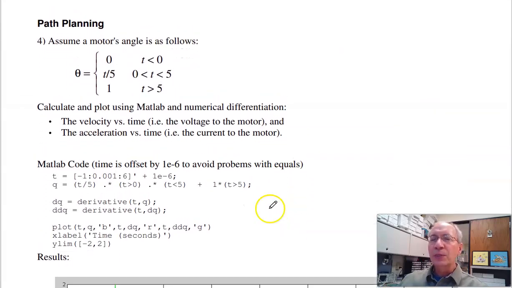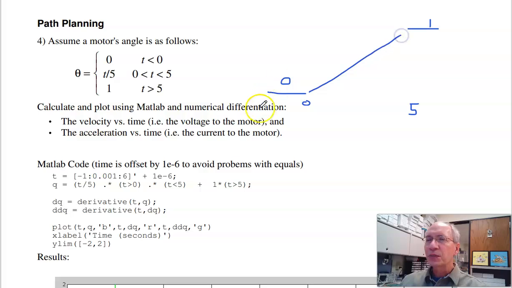Problem 4 looks at path planning. Suppose I want to go from 0 to 1 in 5 seconds. A couple ways to do that. One approach is to come up with just a straight line. If I do that for a motor, the velocity is the first derivative, that's voltage. The acceleration, second derivative, is basically current.